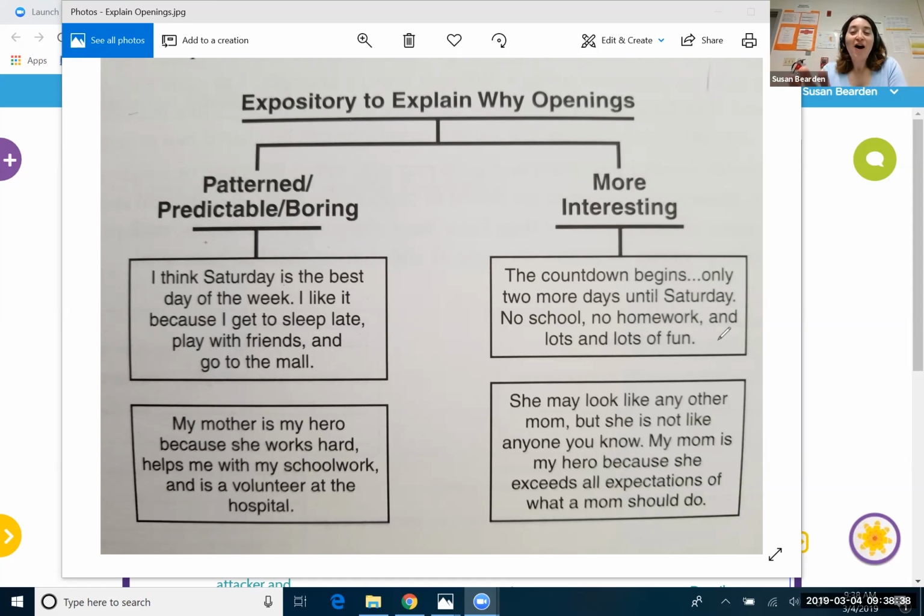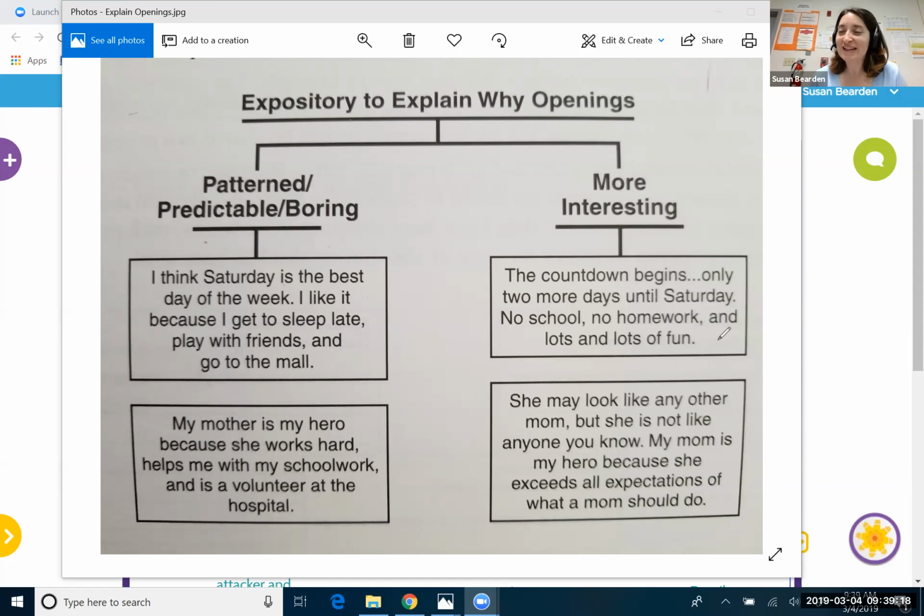Okay, now I feel that it's justified to say that this opening is more interesting than the first one. It gave me the same information, right? Now that I've read it, I know my topic is Saturday. I know that the writer likes Saturdays, and I have my 3 ideas for why they like Saturdays. But they didn't say, "Hi, my name is Susan, and I'm going to tell you why I feel Saturday is the best day of the week," right? Because that is a very boring, predictable way to do it.